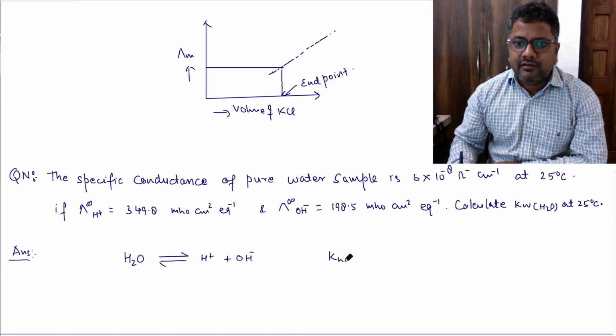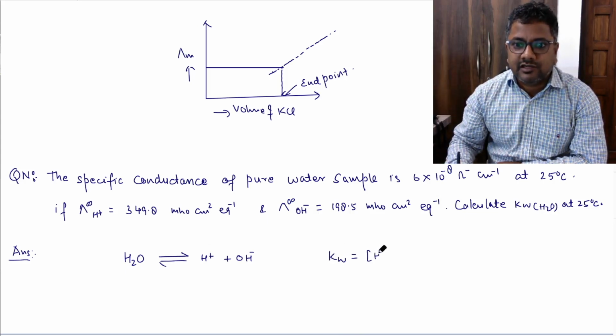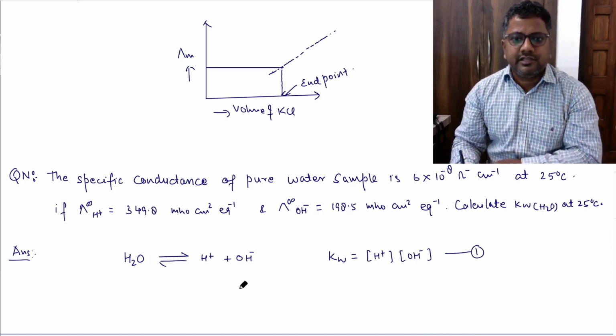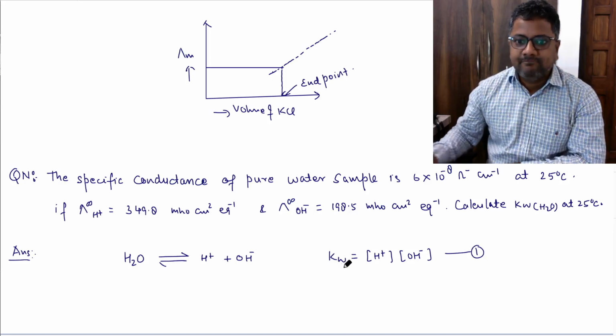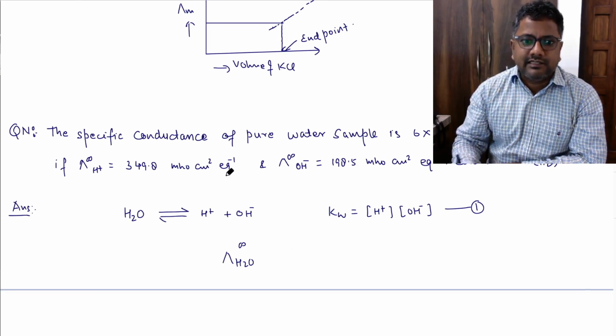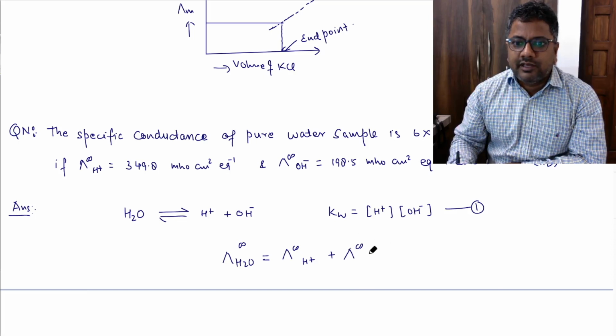And you know, Kw is equivalent to the Ksp of sparingly soluble salts, which is equal to the concentration of H plus into the concentration of OH minus, right? So if you are able to find out the concentration of H plus and the concentration of OH minus, very easily you can get the Kw value, right? Now see, molar conductance of water at infinite dilution, obviously that is due to the ions which are present at that temperature, 25 degrees Celsius. This is equal to lambda infinite of H plus plus lambda infinite of OH minus.